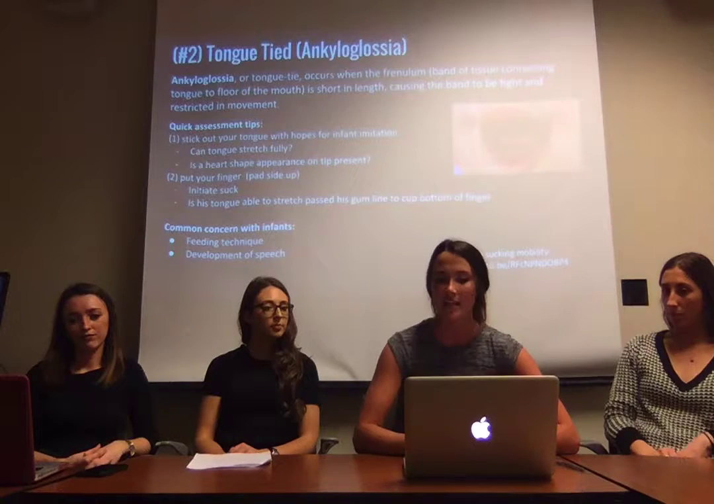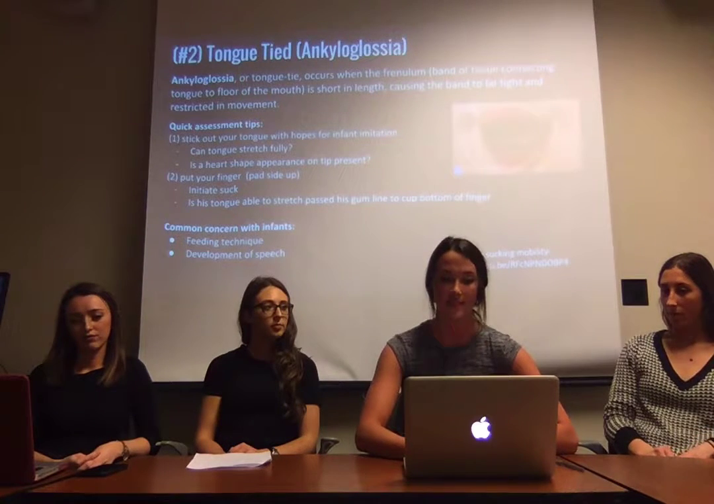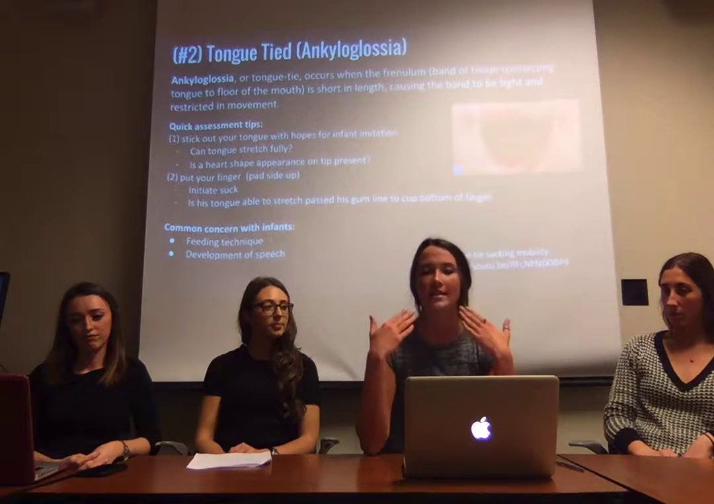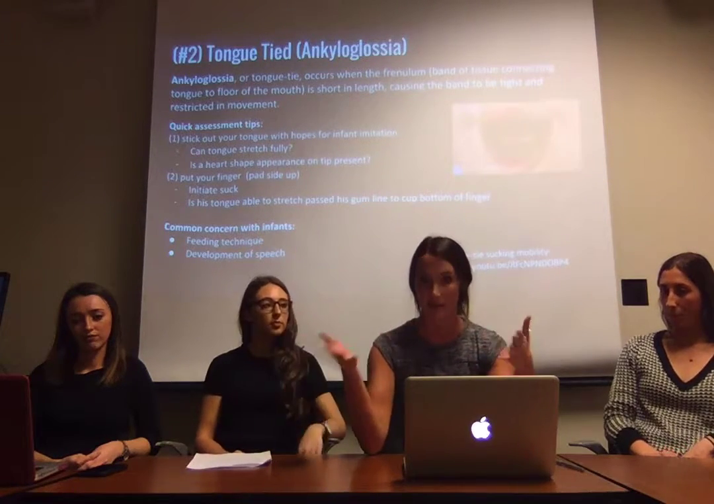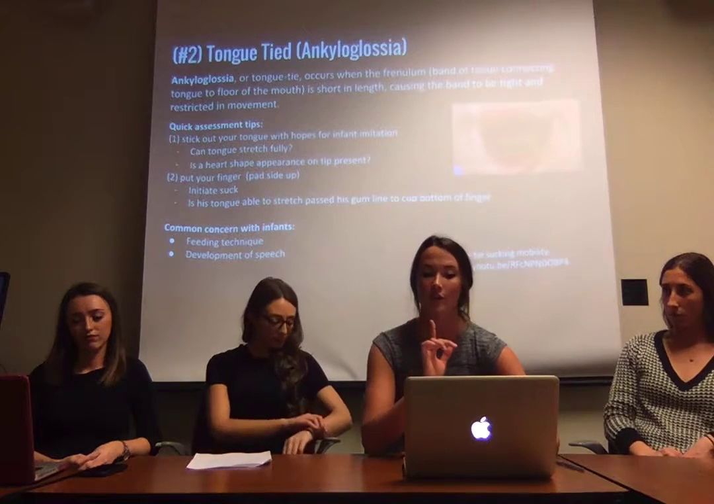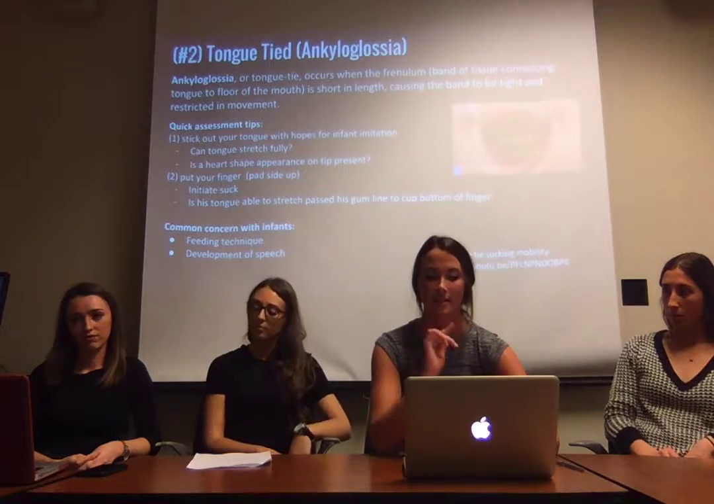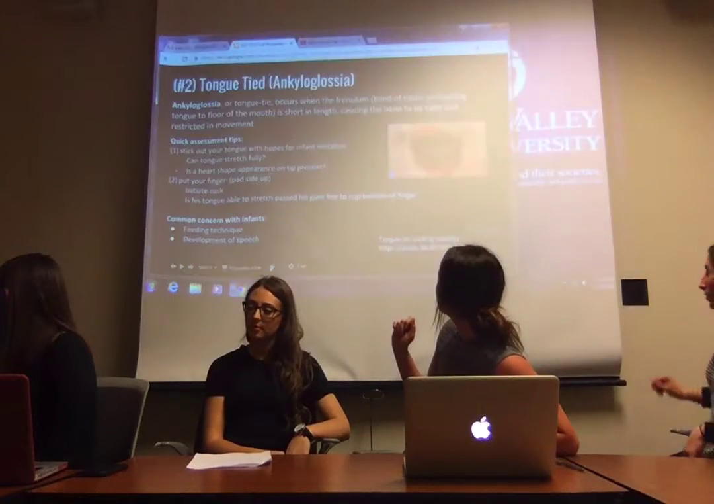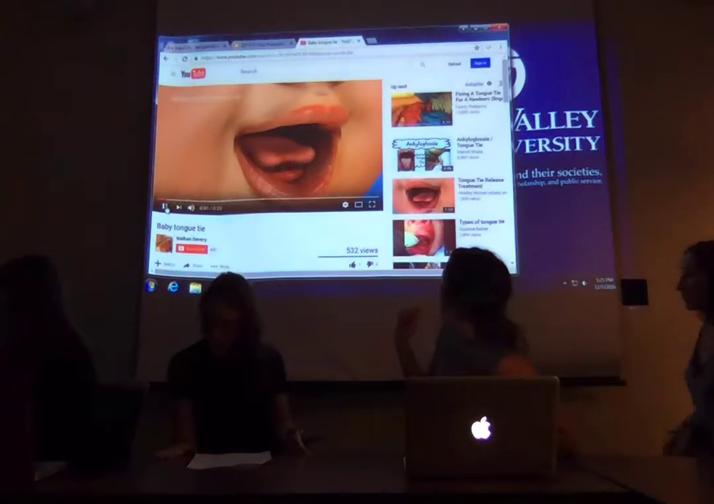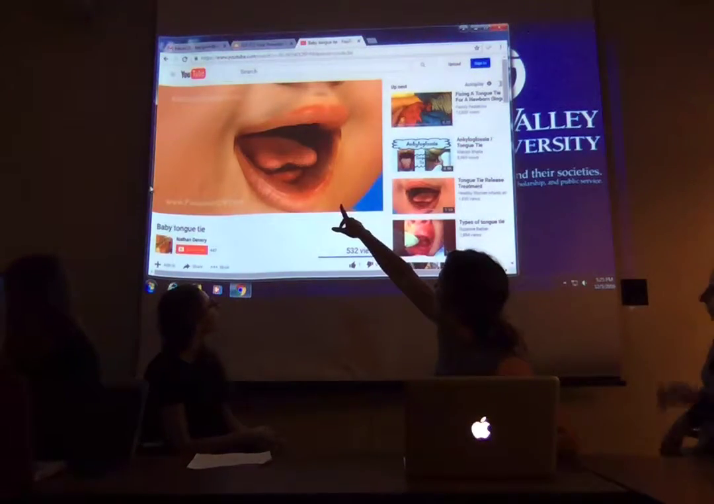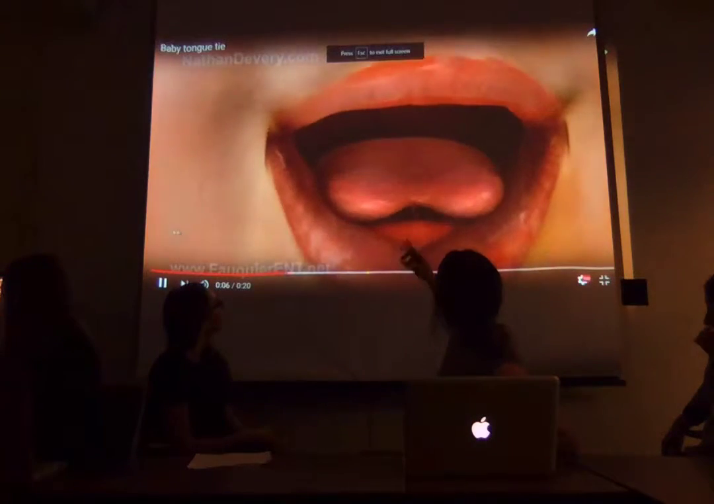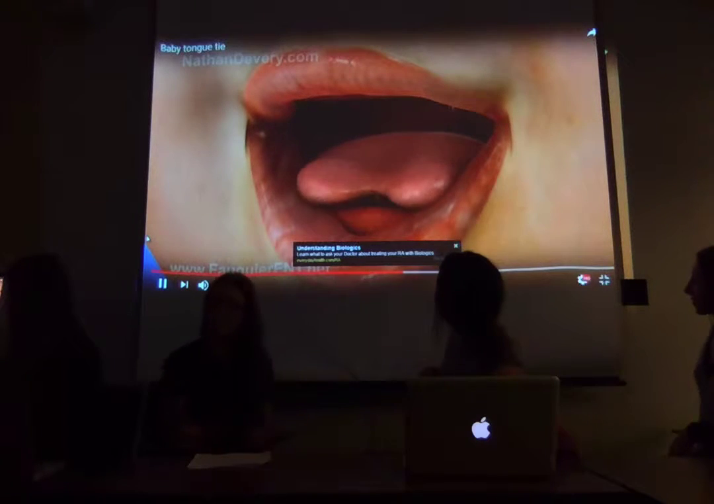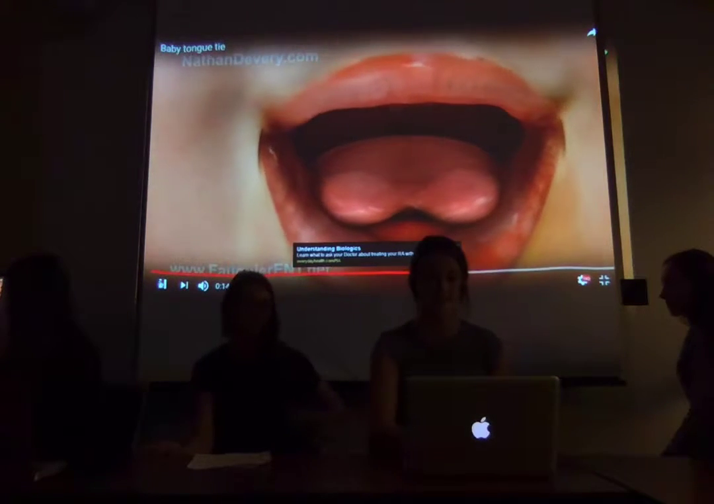So some quick assessments that you can do on infants that will show the tongue-tied would be to have the baby imitate you. What you're going to do is stick out your tongue with hopes that the baby will imitate you. And what you're going to want to look for is a heart shape at the front of the tongue. So if we could show that video real quick, Naga. So what this looks like, as you can see here, the frenulum is cut short and it shows the nice heart shape of the front of the tongue, which is indicative of the tongue-tied.